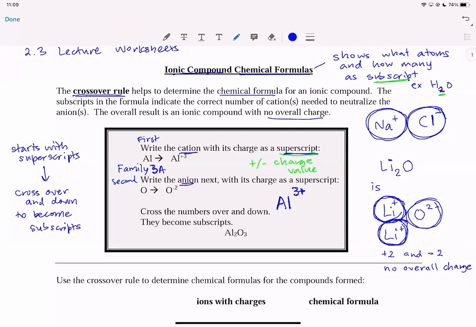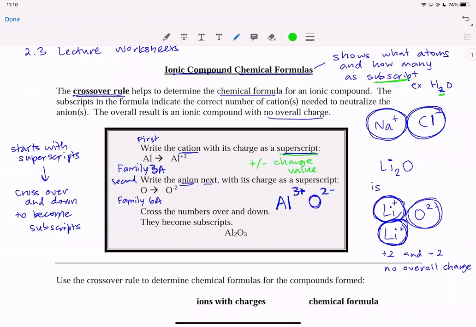How do you find that charge value? You use the family number. You use your periodic table. So this is O, that is oxygen, that is in family 6A. So family 6A, those form the -2 ions. So next to it, you want to write the element symbol O, and then the charge value as a superscript. Family 6A forms the 2 minus or -2 ions. Okay, so you have those element symbols and the charge values.